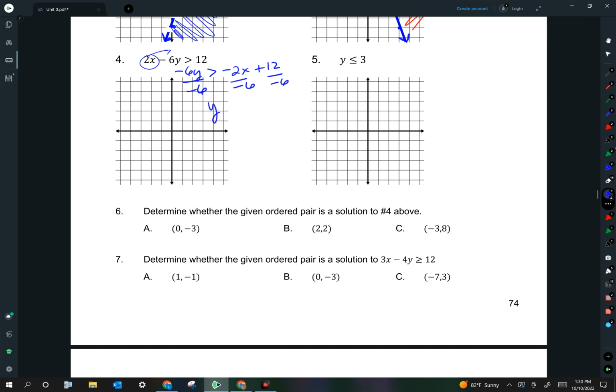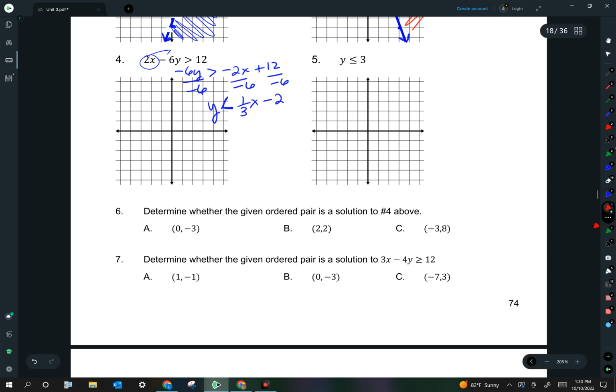Now, remember what happens when you're solving inequalities. Anytime you divide by a negative, you have to flip the inequality. So instead of a greater than, now I'm going to flip it. It's going to become a less than. And then finish simplifying. Negative 2 over negative 6 is 1/3 x. And then 12 over negative 6 is negative 2. Okay, so that's the line I'm going to graph.